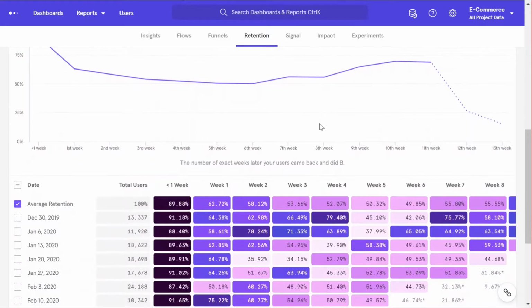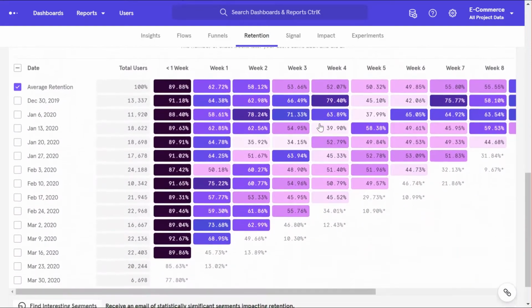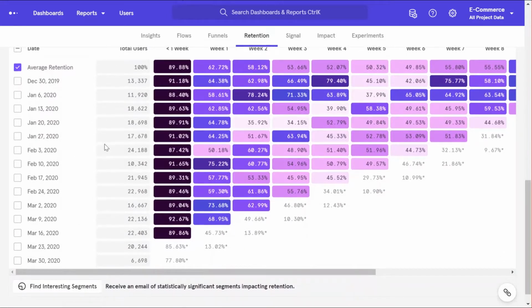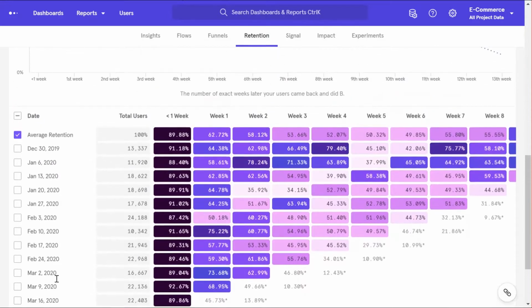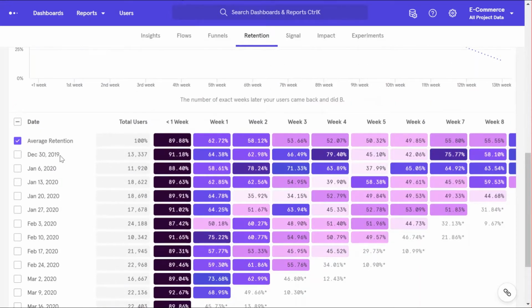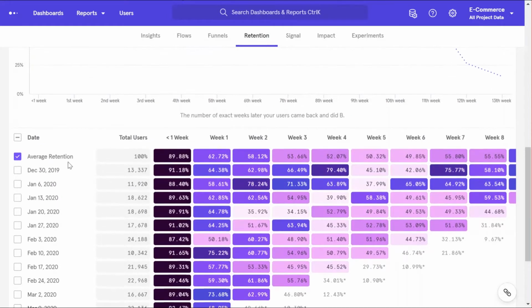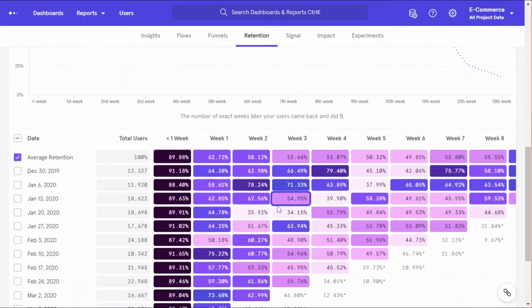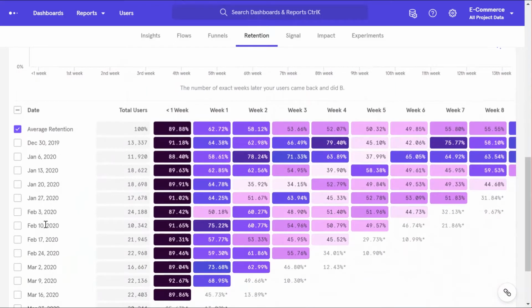Then I will come down to this table report because this is something I find easier to read. So how to read this? You would recall that this data is until March 31st. So when I've selected 3 months, it's starting from December 30th week. I have selected to see week on week retention. So each row is representing 1 week, right?